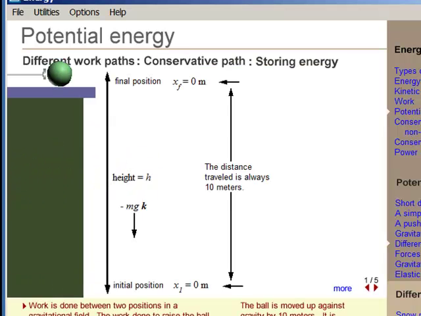The conservative force path just depends upon the change in position of the ball. It has greater potential energy when raised up than in the lower position. If the ball falls, only the potential energy is changed into kinetic energy. Change in position is relative. It does not matter where we define x equals 0. The distance traveled is always 10 meters.